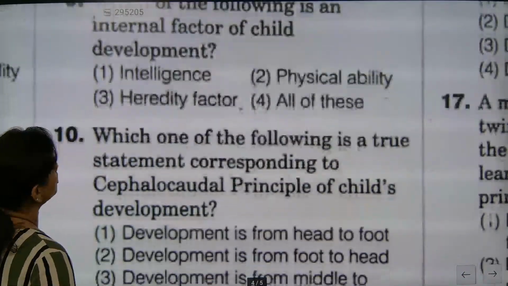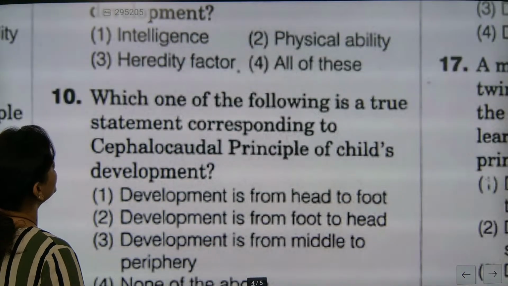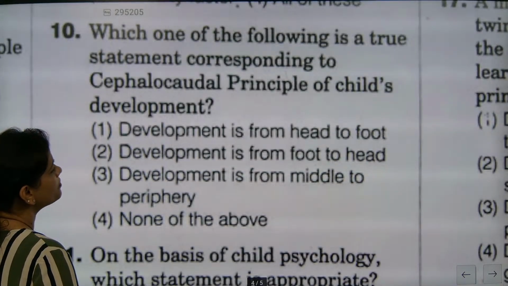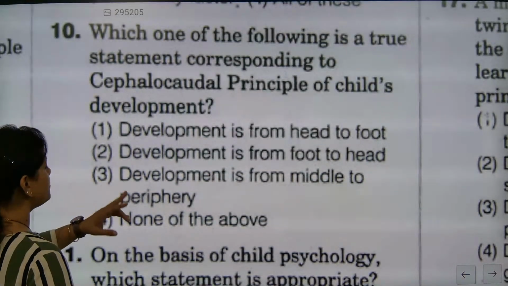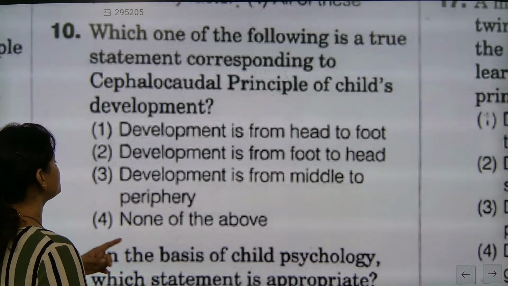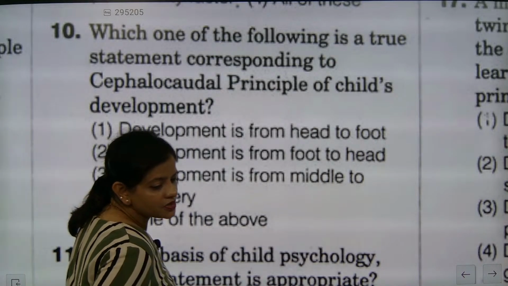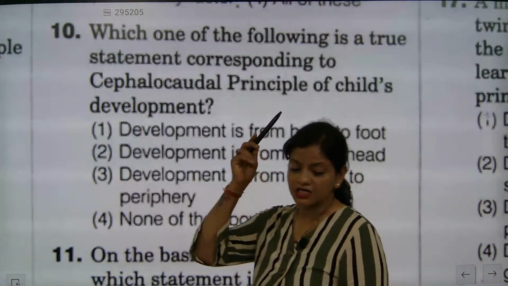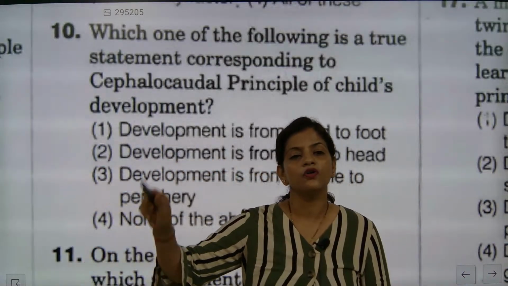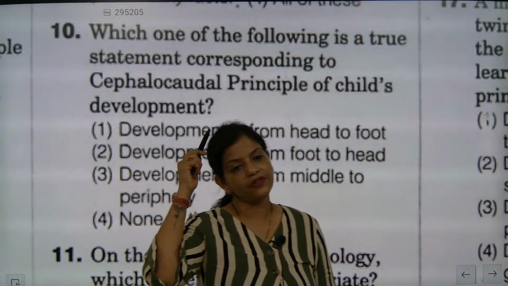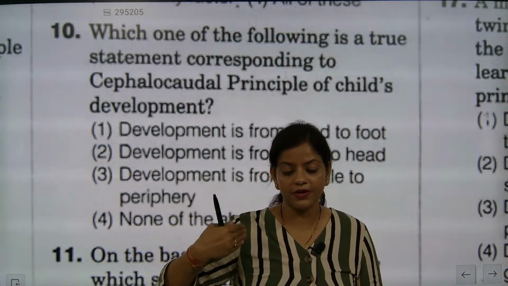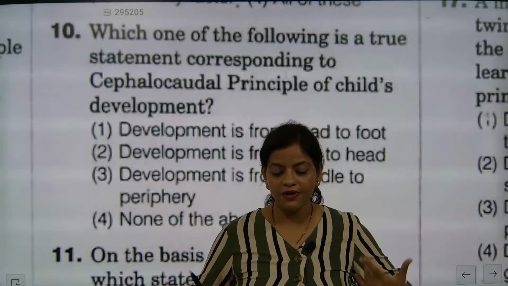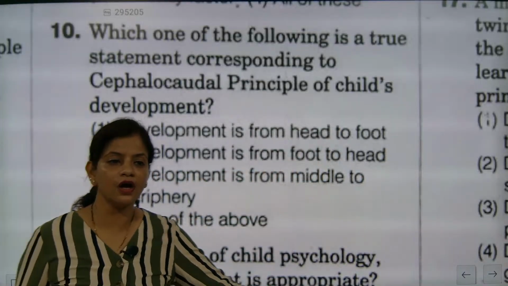So now, which of the following is a true statement corresponding to cephalocaudal principle of child's development? Development is from head to foot. Development is from foot to head. Development is from middle to periphery. None of this. This I have discussed again and again. Development starts from head and goes towards the foot. Understood or not? So development will start from head, and the child first understands how to balance the head, then they will be learning how to balance the other part of the body.